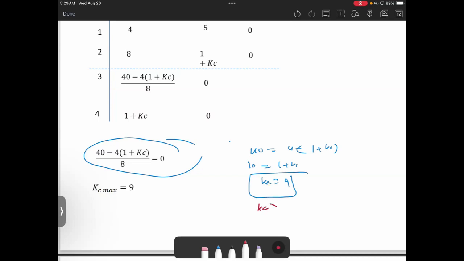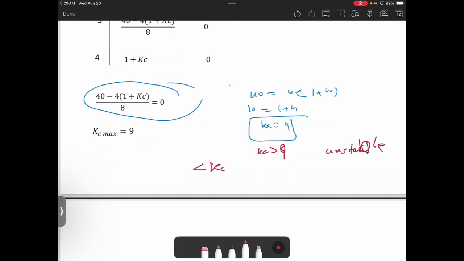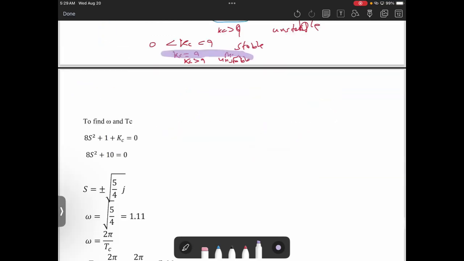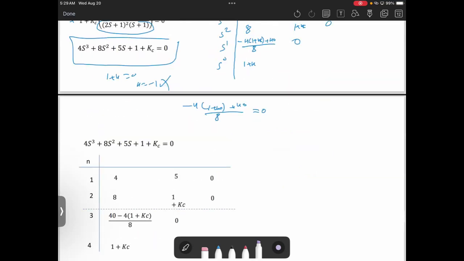If Kc is larger than 9, it will be what? Unstable. So if the question says check stability, you will say if Kc is bounded between 0 and 9, this is the stable range. If Kc equals 9, this is marginally stable. If Kc is larger than 9, it will be unstable. So the point is we determined Kc. This is what we call offline. We just calculated Kc. The next thing is to calculate the period. How to calculate the period? Basically, look at the characteristic equation, the original characteristic equation.